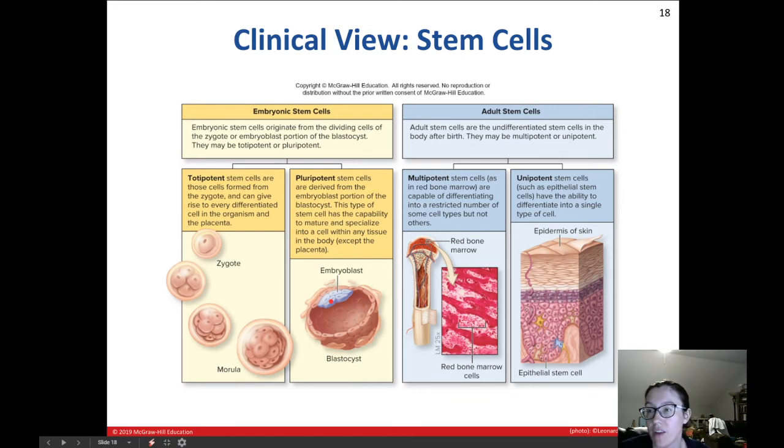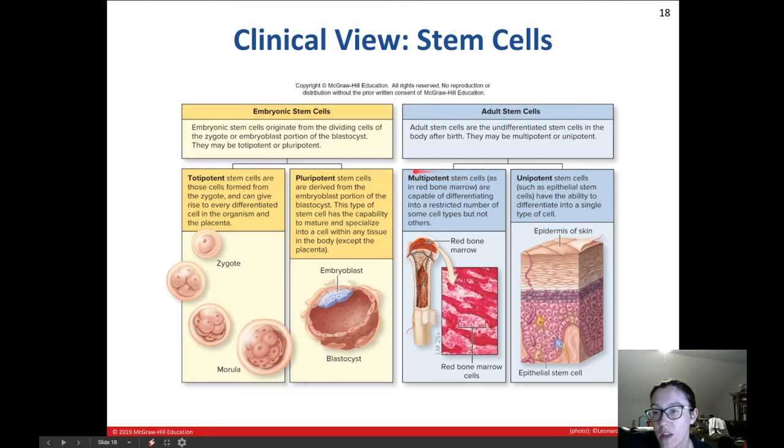But we also have adult stem cells. And adult stem cells are sort of those mesenchymal cells we were talking about before. They are the undifferentiated. And so differentiated means that the cell has decided what it's going to be. So undifferentiated means that it has not decided what it's going to be. It has not turned into like an adult type of cell. So these are undifferentiated stem cells, those mesenchymal cells that are still that stem cell from the beginning. And they're still in the body after birth. And they could be multipotent or unipotent.